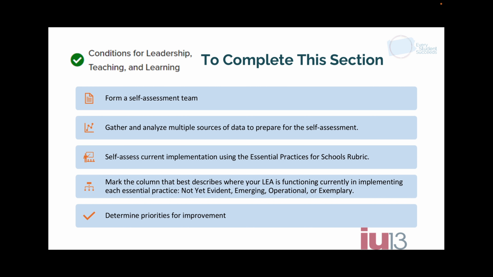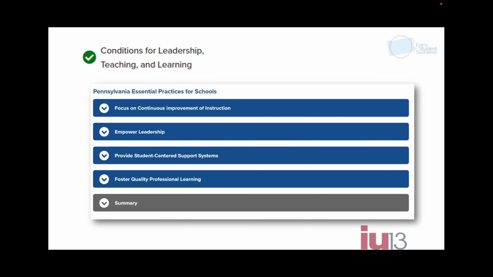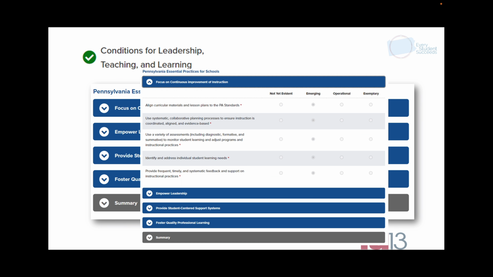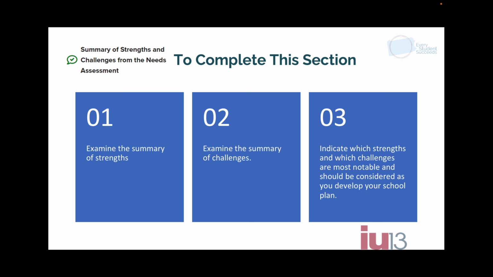Some general steps to complete the self-assessment include forming a self-assessment team, gathering and analyzing the recommended sources of evidence, using the rubric to rate each essential practice, then adding your agreed-upon ratings to the FRCPP and working to select areas to prioritize. In this section, the essential practices are organized by condition. Within each condition, you can click on the rating of each essential practice. At the end of this section is a summary of strengths and challenges.